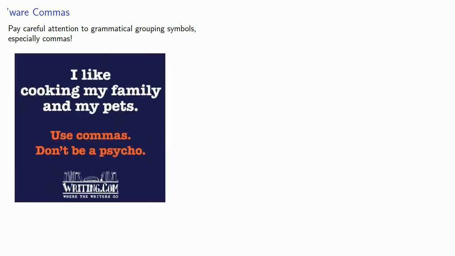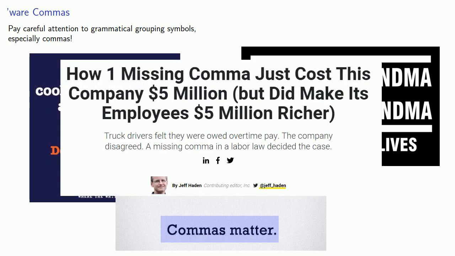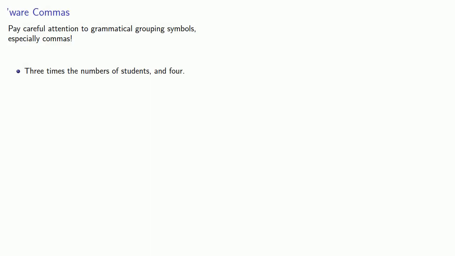One very important caution is to pay careful attention to grammatical grouping symbols, especially commas. Now, we sometimes joke about misplaced commas, but in fact, they are a serious problem. Commas matter. For example, let's consider two very similar statements: 3 times the number of students, comma, and 4, versus 3 times the number of students and 4, no comma.